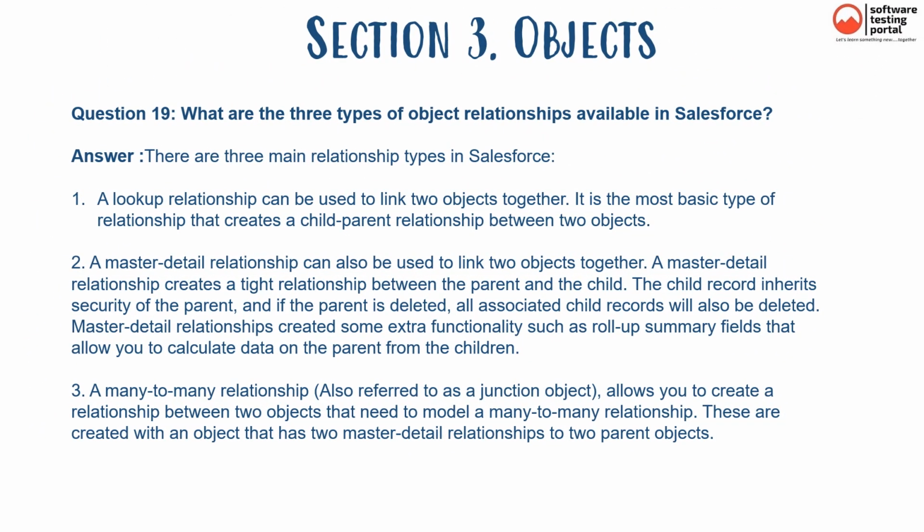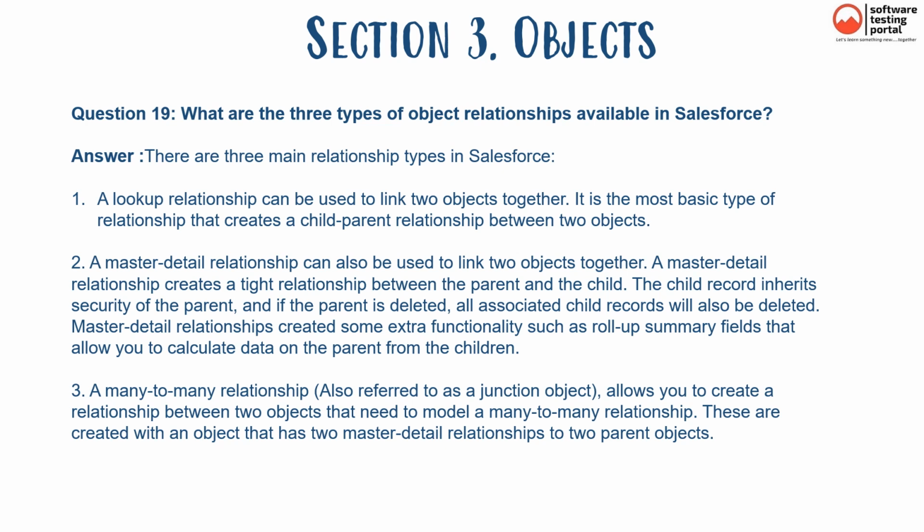Question 19. What are the three types of object relationships available in Salesforce? This is also a very important and frequently asked question. There are three main relationship types in Salesforce. First, a lookup relationship can be used to link two objects together. It is the most basic type of relationship that creates a child-parent relationship between two objects.